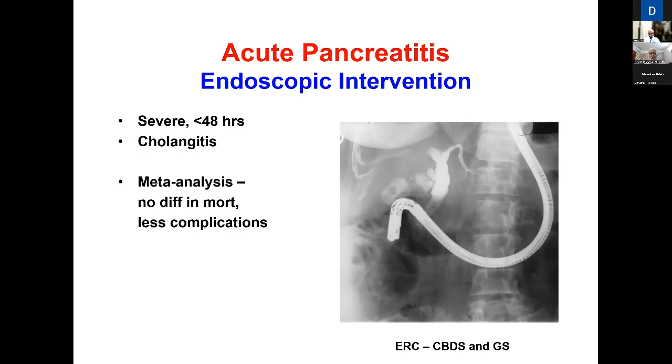Endoscopic intervention on the bile duct in gallstone-related acute pancreatitis, the only possible indication is severe acute pancreatitis presenting within 48 hours, or if there is cholangitis, which becomes an indication. Most meta-analyses have shown that it doesn't make any change in mortality, but probably the complications could be less. But we have to remember that this endoscopic intervention has to be done by a very, very experienced endoscopist.